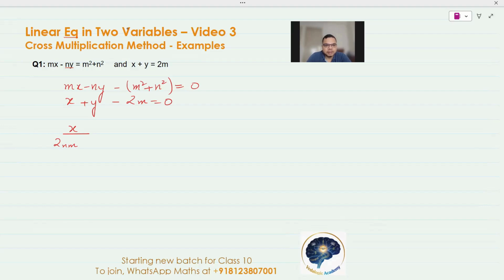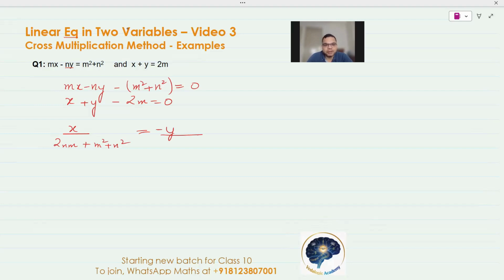Then this 1 into minus m square plus n square becomes plus m square plus n square equals minus y upon. So again, we are not going to use the coefficients of y, we are going to use the coefficients of x and the constant terms, right? So it becomes a1 into c2 minus a2 into c1, right?